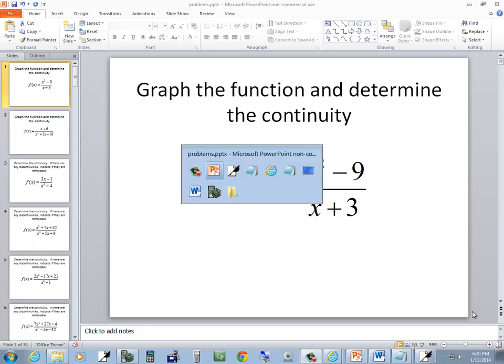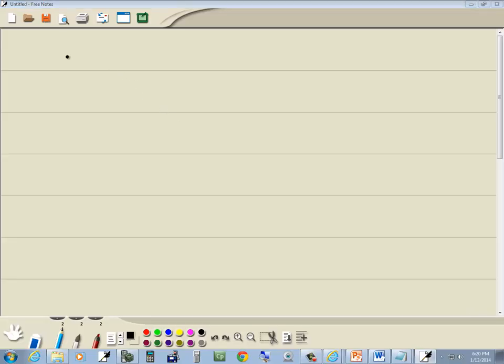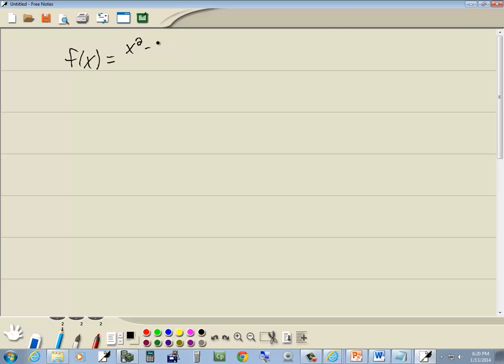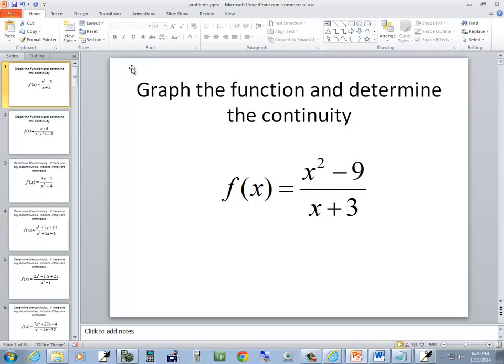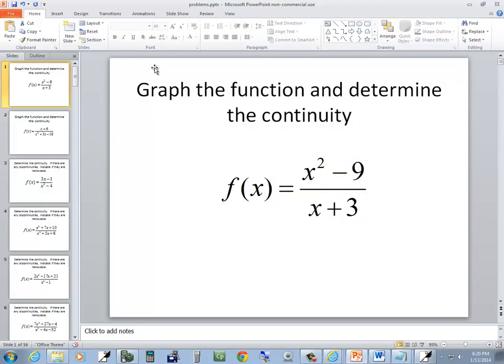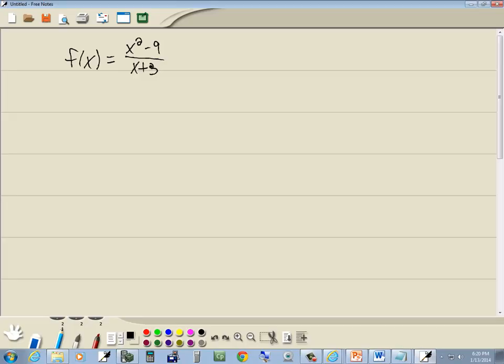Let's take a look at this problem. We got f of x is equal to x squared minus 9 over x plus 3. And it says to graph the function, determine the continuity. Well, we determine continuities just like before.